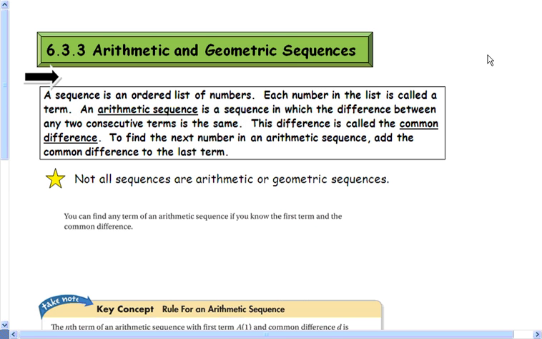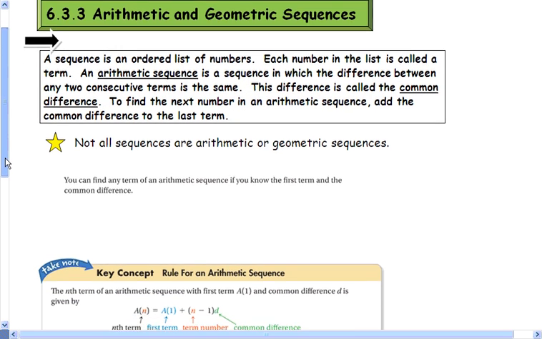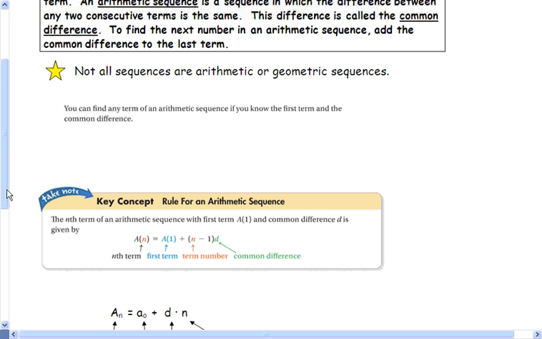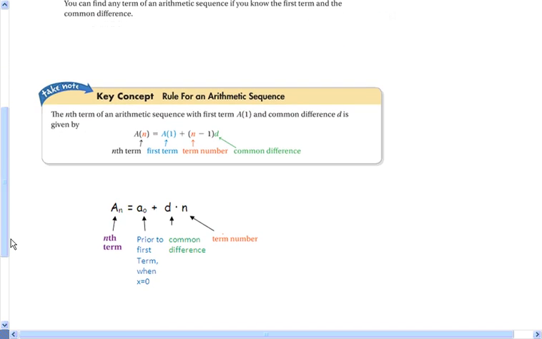Note, not all sequences are arithmetic or geometric. You can find any term of an arithmetic sequence if you know the first term and the common difference. Really, arithmetic sequences are just linear situations since you're always adding the same amount. Here's one rule for arithmetic sequence.